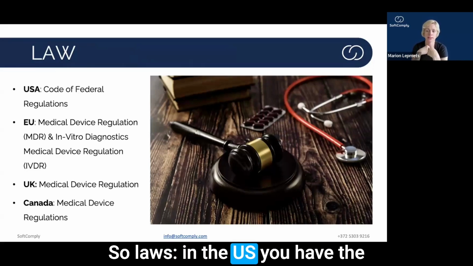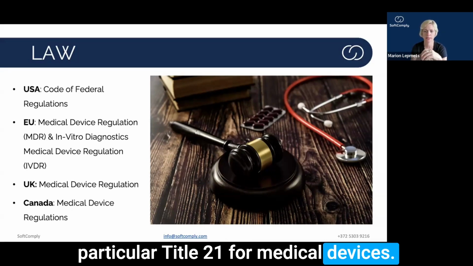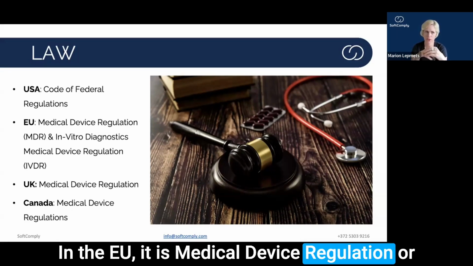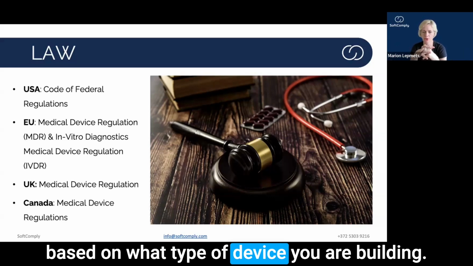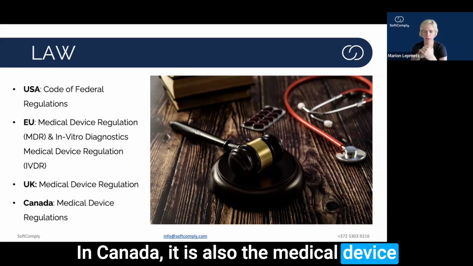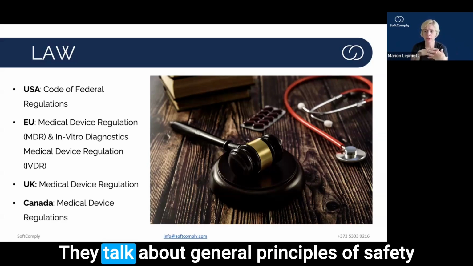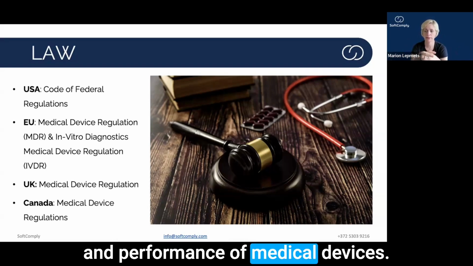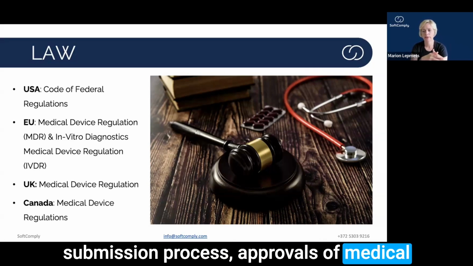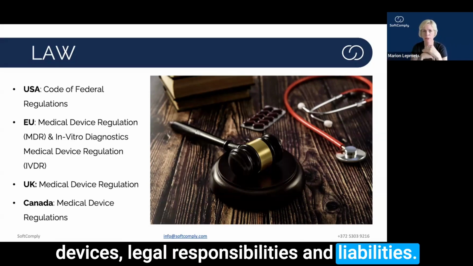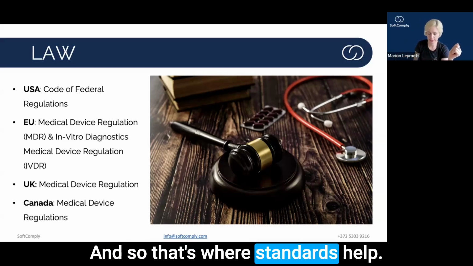So laws: in the US, you have the Code of Federal Regulations, in particular Title 21 for medical devices. In the EU, it is Medical Device Regulation or In Vitro Diagnostics Medical Device Regulation based on what type of device you are building. In Canada, it is also the medical device regulation that you need to meet. The regulations are country specific or area specific. They talk about the general principles of safety and performance of medical devices. They go into details about classification, submission process, approvals of medical devices, legal responsibilities and liabilities, but in how to build a device, they very often lack the details. And so that's where standards help.